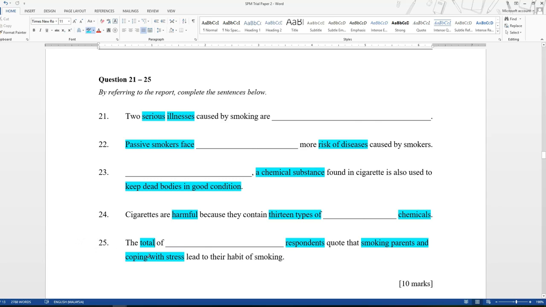And for question 25, a total of, alright, so you need to fill in the blank here, a total of something. How many respondents? How many respondents quote that smoking parents and coping with stress lead to their habit of smoking? So the keyword here is total. You will need to do some addition in total to get the answer here. So in total, how many respondents or how many people said that smoking parents and coping with stress lead to their habit of smoking?